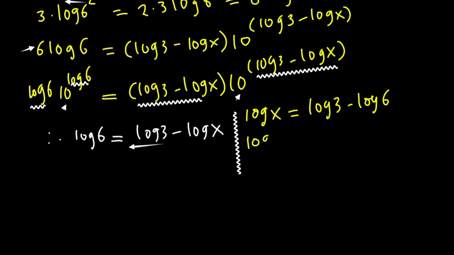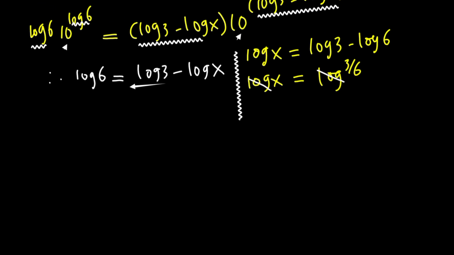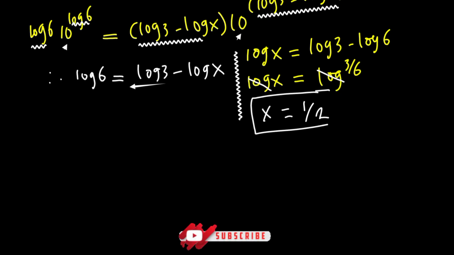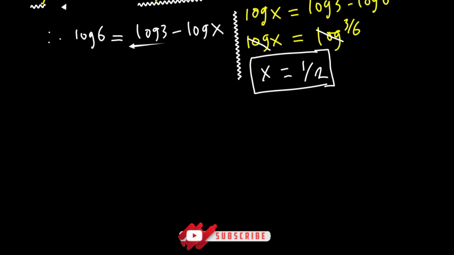And then we just say here log x equals, we can just combine this log to have log 3 divided by 6. So we just cross out the log, and then we're going to have x equal to 3 divided by 6, which is 1 over 2. That's the correct answer. Let's go to the second method.